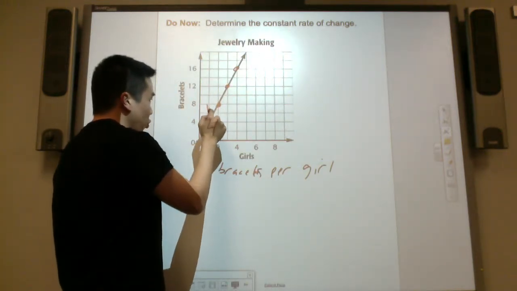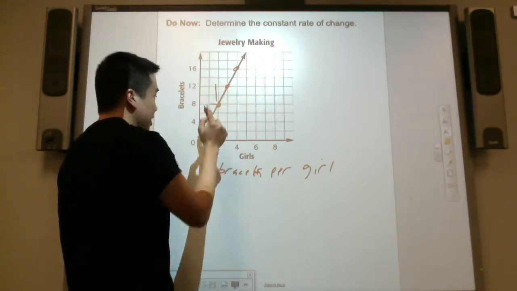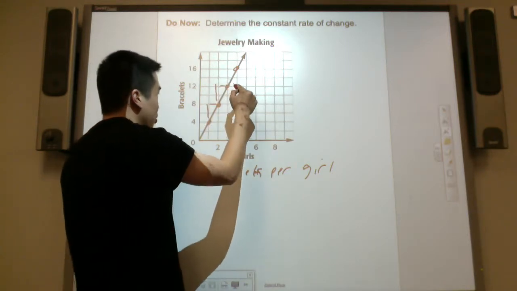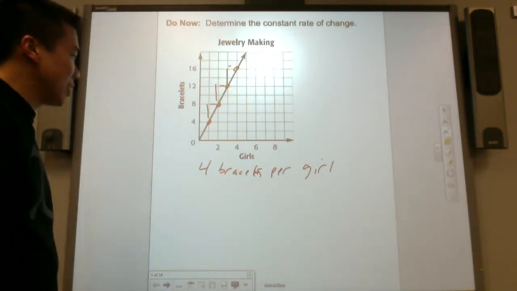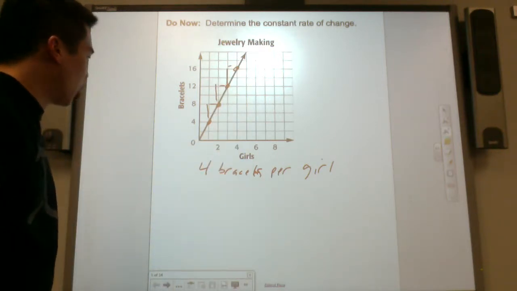It increases another 4 bracelets for the next girl, and 4 more bracelets for the next girl, and another 4 more for the next girl. So it's increasing 4 bracelets per girl.